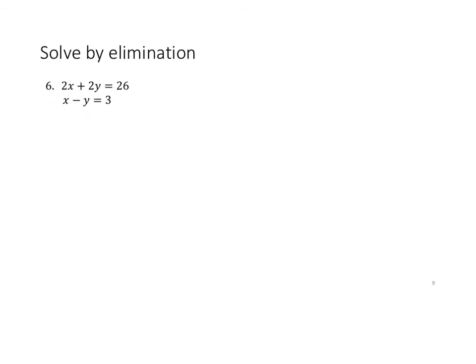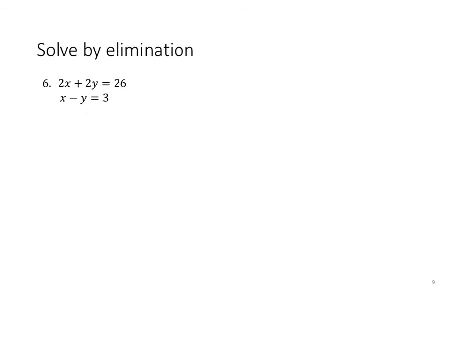Number 6, 2x plus 2y equals 26, and x minus y equals 3. Here, you've got to be careful. You've got to figure out which one you want to eliminate, your x or your y. I'm going to eliminate my y so I can multiply by a positive number. If I wanted to eliminate my x, I would have to multiply everything by negative 2.